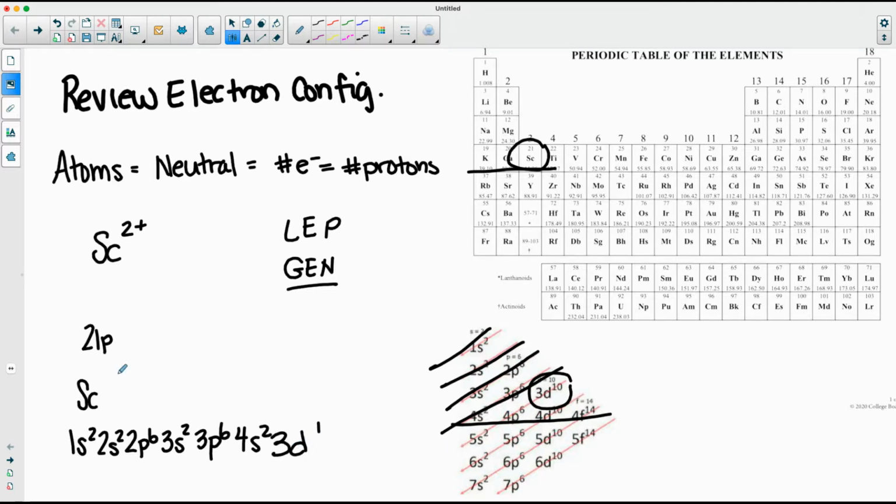Now Sc with a positive 2 will lose the electrons from the fourth shell first. The fourth principal energy level is the valence shell, because 4 is the highest principal quantum number. Okay, so those are the electrons that would be lost first. If it was Sc3+, we would lose the 3d as well.